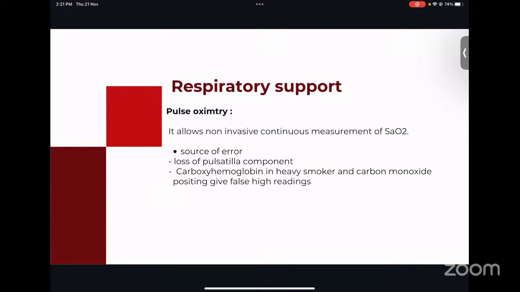Pulse oximetry is a non-invasive continuous measurement of oxygen saturation, but it may cause error in a case of loss of pulsatile component, giving us a false high or a false low reading. In a case of jaundice, it will give us a false high reading, and in a case of carboxyhemoglobin or a heavy smoker patient, it will also give us a false high reading.